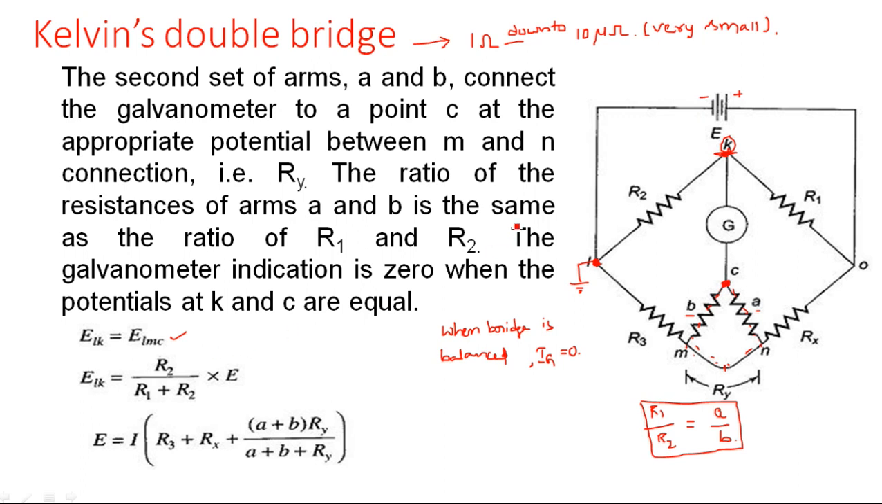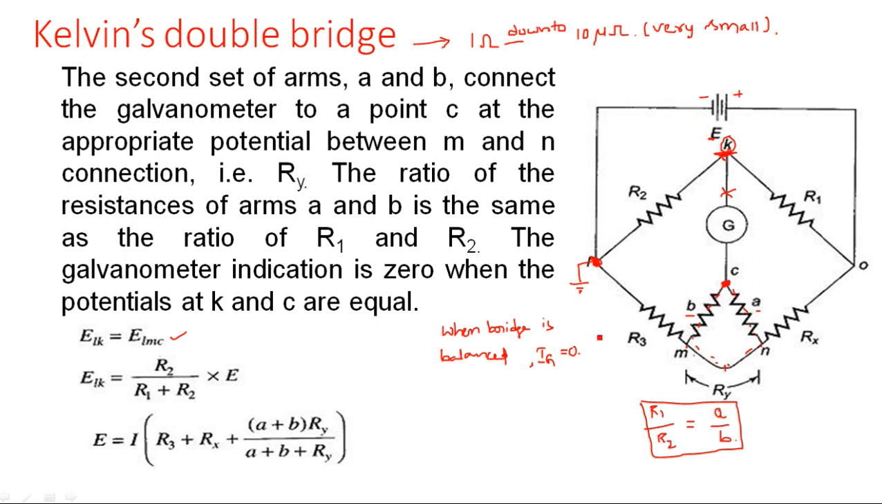Now ELK, from here to here, how can we write the voltage formula? This is the voltage across the resistor R2, and the galvanometer is open circuited. So what is the total resistance in the path, R1 and R2? What is the total voltage applied? E. So it is a simple voltage division network across the resistor R2: R2 by R1 plus R2, into the total applied voltage E.